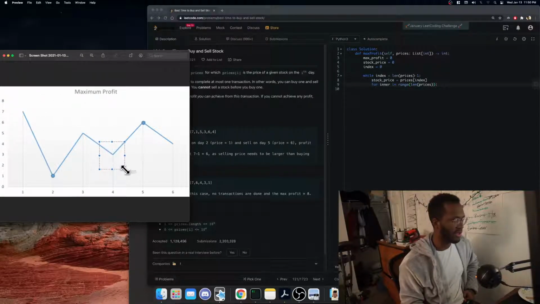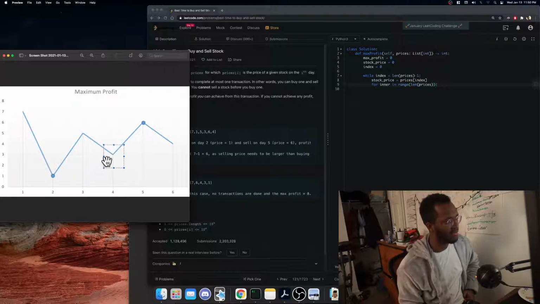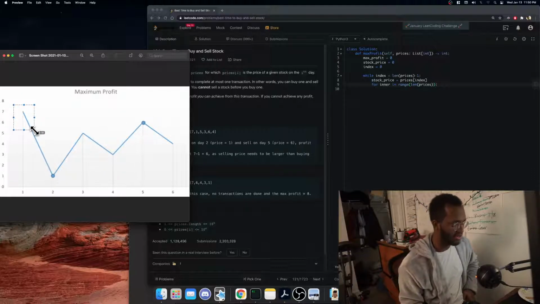We're going to start at 4, right? So our stock price is going to be 4. We don't want our for loop to start all the way from 1, 2, and 3, because you can't buy a stock in the future and sell it in the past. So our inner loop has to start after where our stock price starts.